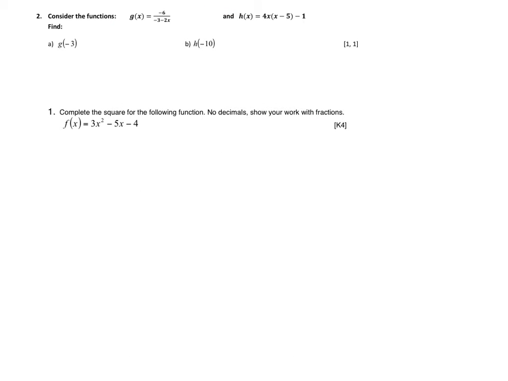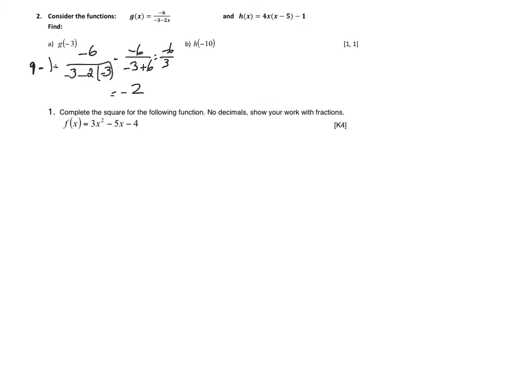The next question is we are given two functions g and h, and we are supposed to find some values. The first one is g(-3). g(-3) is going to be the function with x replaced with -3, so it's (-3 minus 2 times -3) over (-3 plus 6), which is -6 over 3, which is going to give us -2.